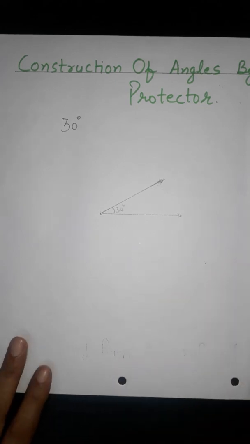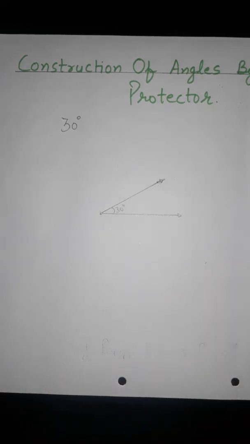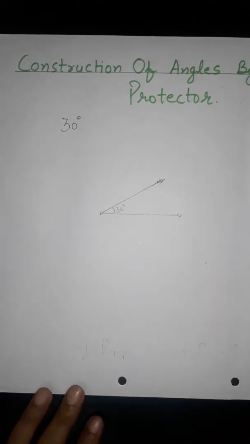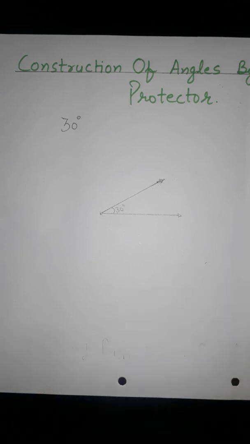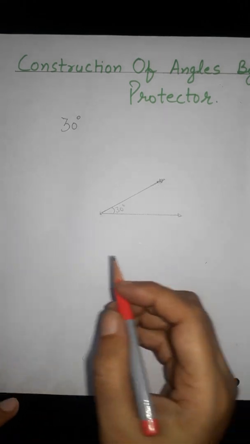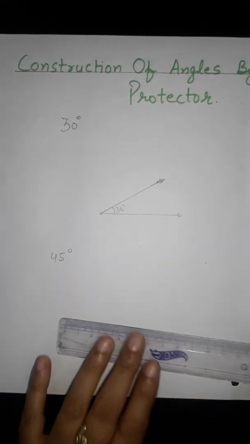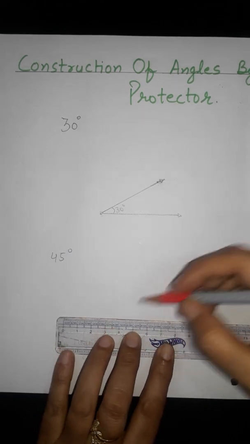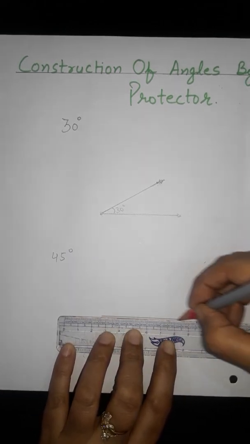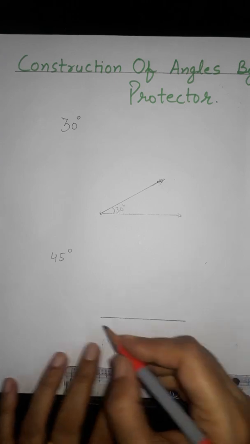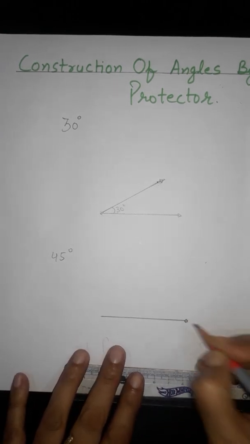Similarly, you can construct many more angles by using this concept. Now I am constructing one more angle, that is angle of 45 degree. So again, first of all I will draw a ray. Now I am taking the end point at the right side.